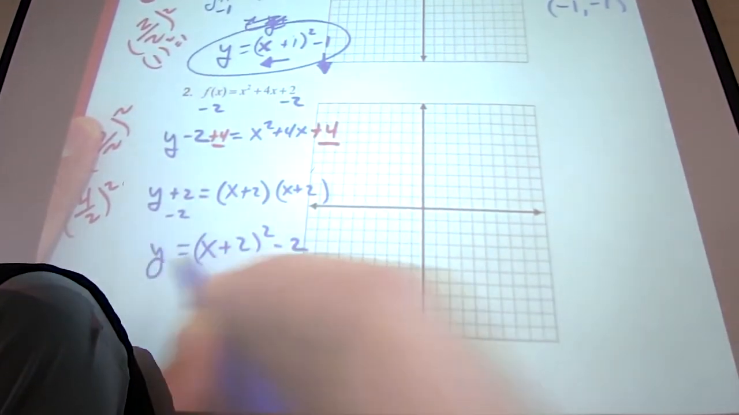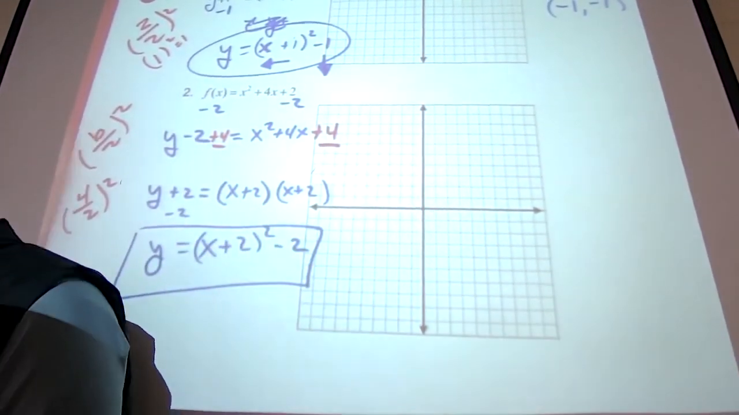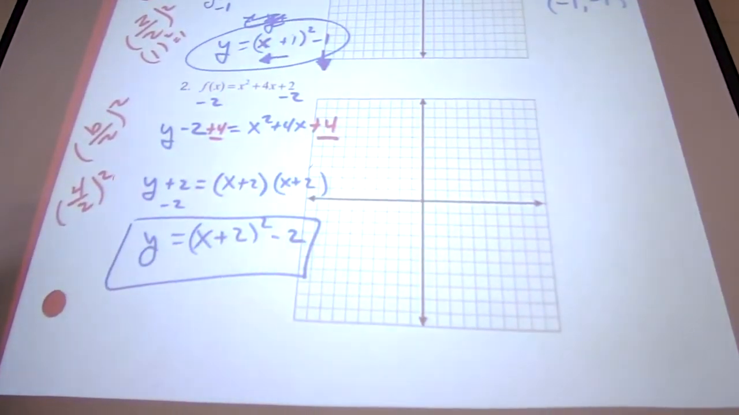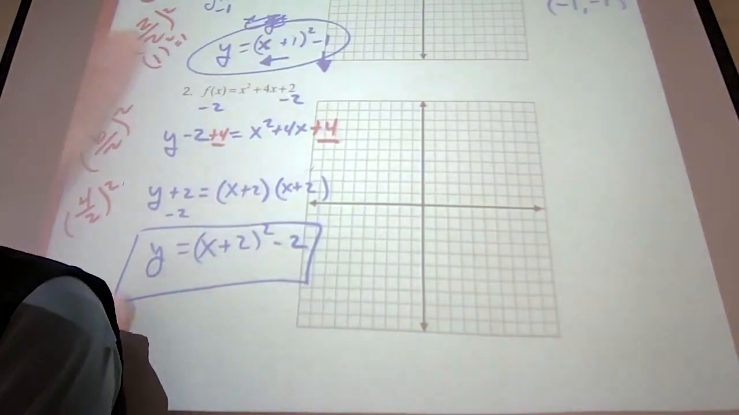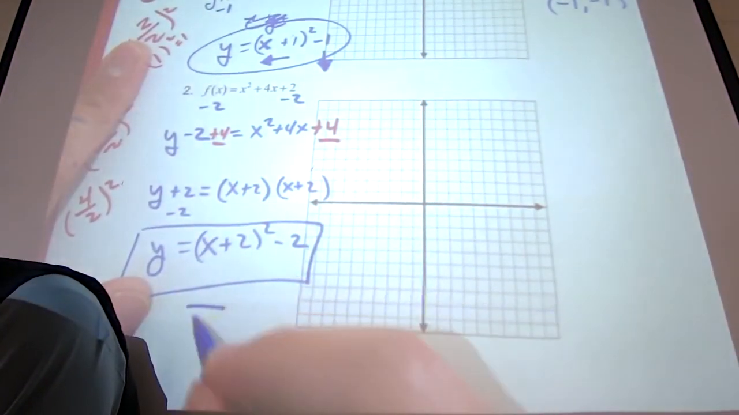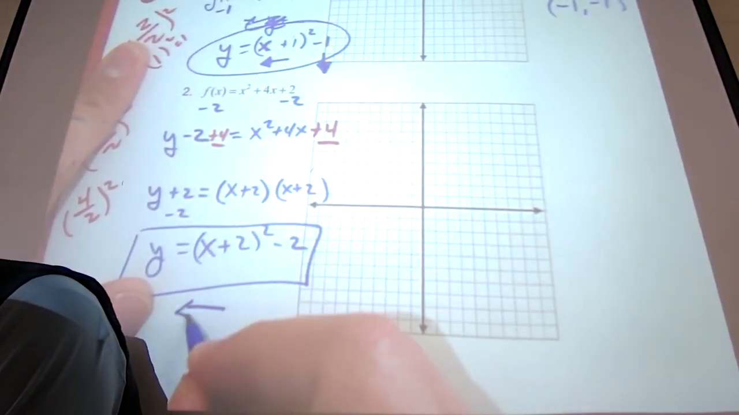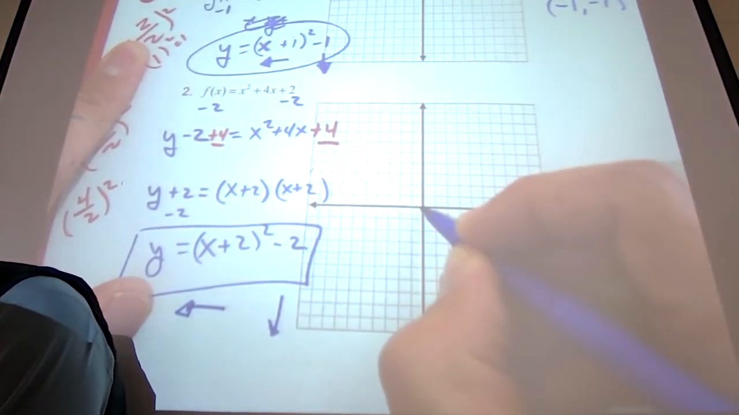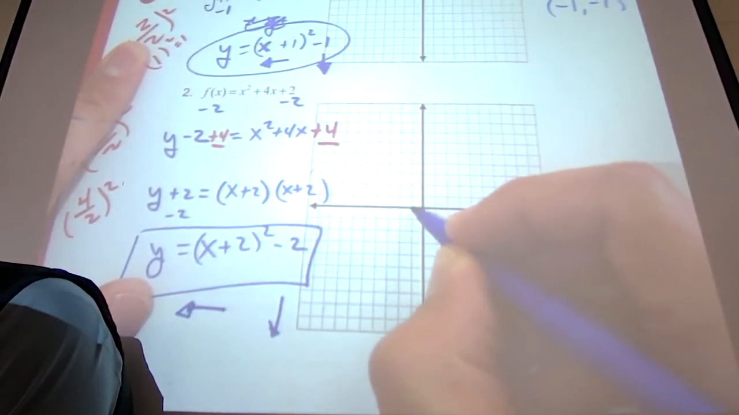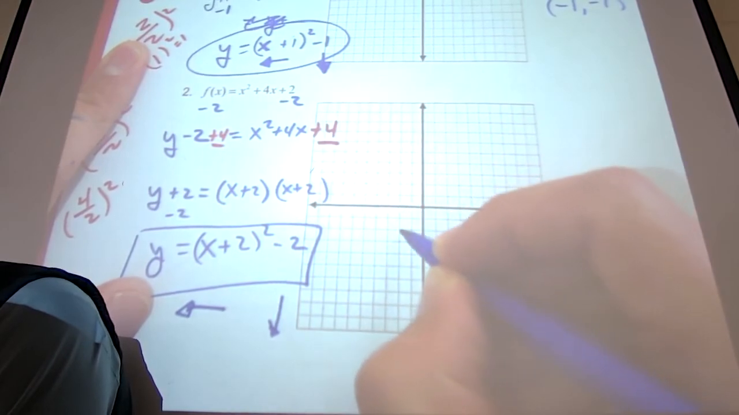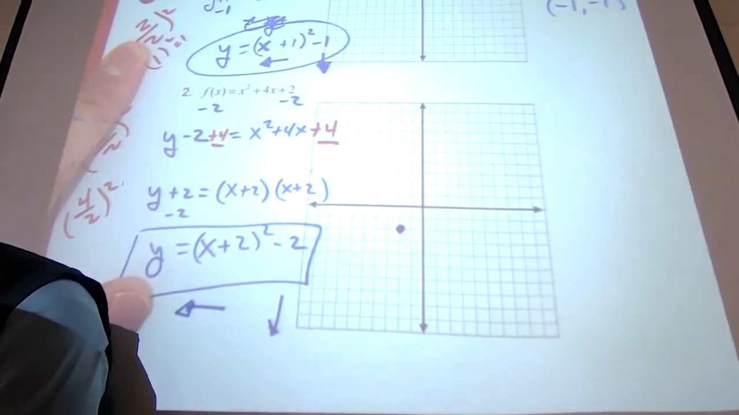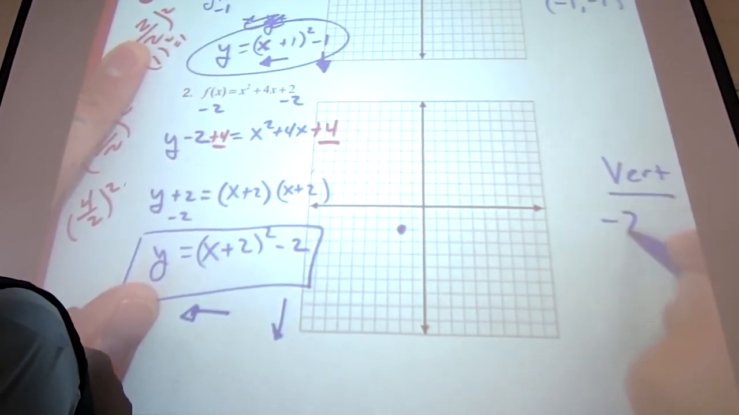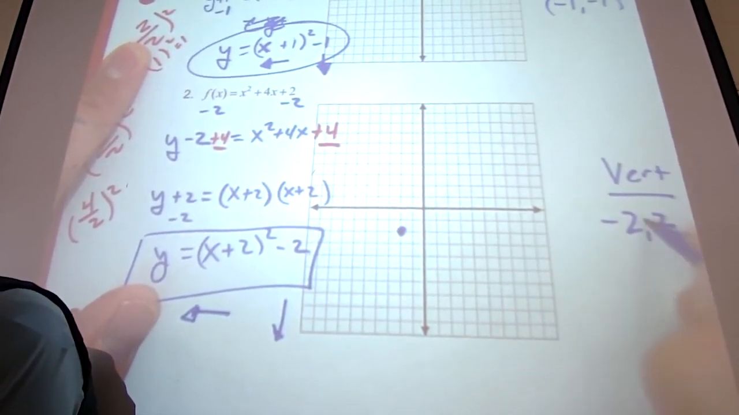So now I've got the y all by itself, and now I have a perfect quadratic with my vertical and horizontal shifts. Okay, so if I'm doing this without the parent function, I know this is a shift to the left and a shift down. So I start at 0, 0. I'm going to go over to the left 2 and down 2, 1, 2. That's my new vertex. So my vertex is at -2, -2.